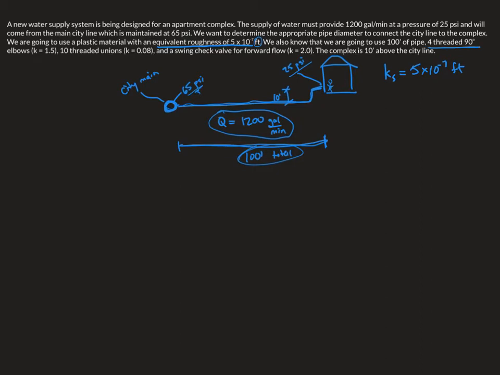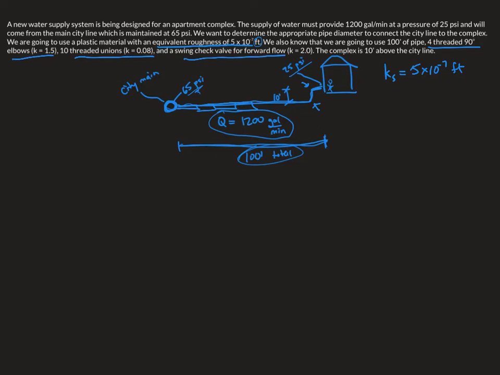we've got 4 threaded 90-degree elbows. I only drew 2, but there's 2 more in here somewhere. Then 10 threaded unions. Basically that means there's a piece of pipe here, and then one right here, and one right here, and one right here. And they just use these unions to combine them together. And a swing check valve for forward flow. And I don't really know what that is.